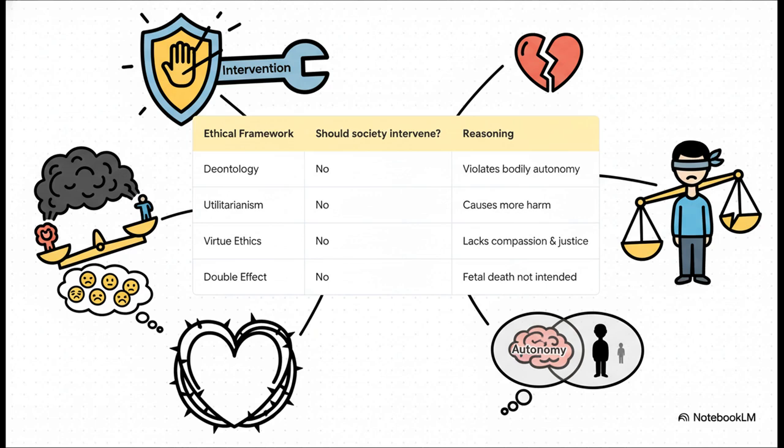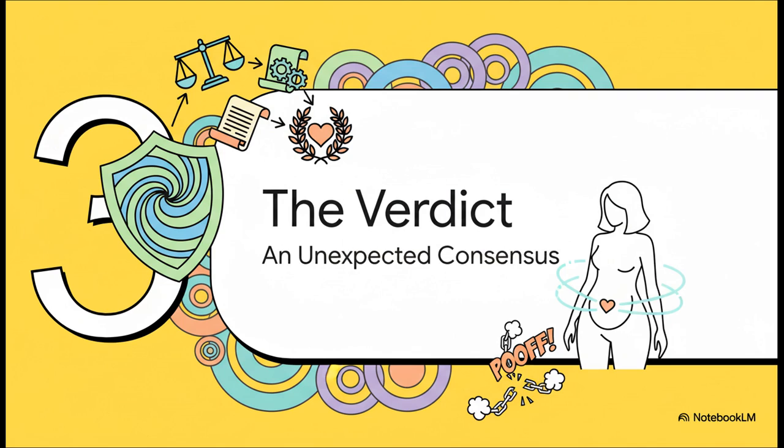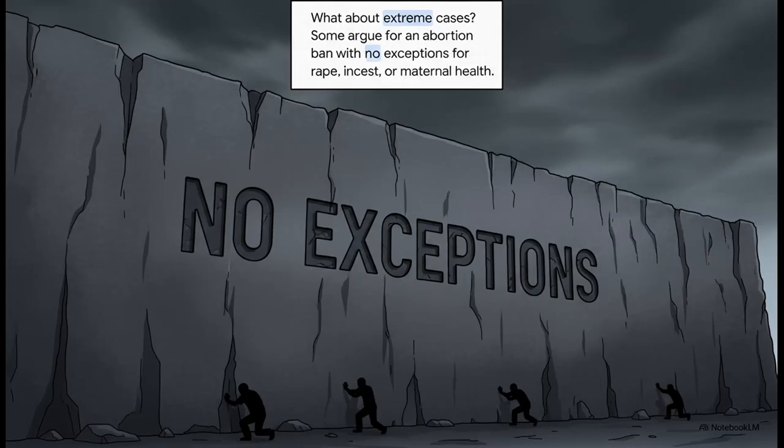Wait a second, look at that. It's a consensus. And that's the big, surprising takeaway from the source material's analysis. When you actually apply the major secular moral philosophies of the Western world, whether they're based on rules, outcomes, or character, none of them seem to support forcing a woman to remain pregnant against her will, especially in the early stages.